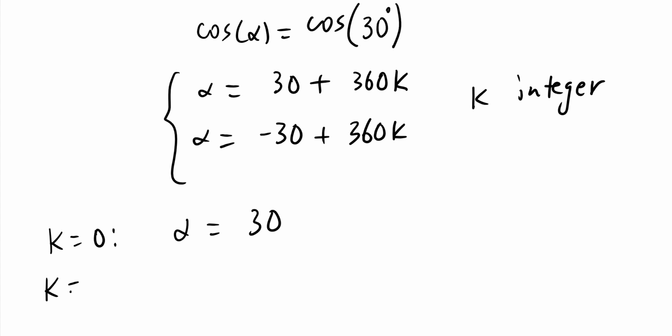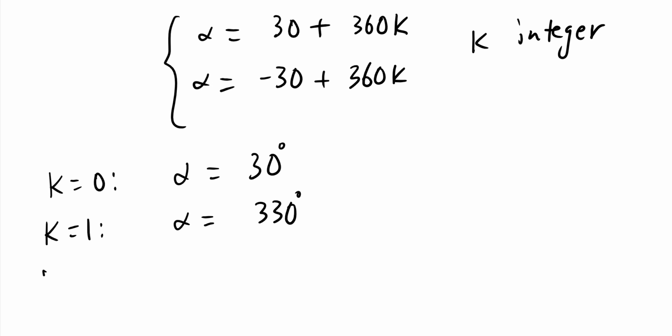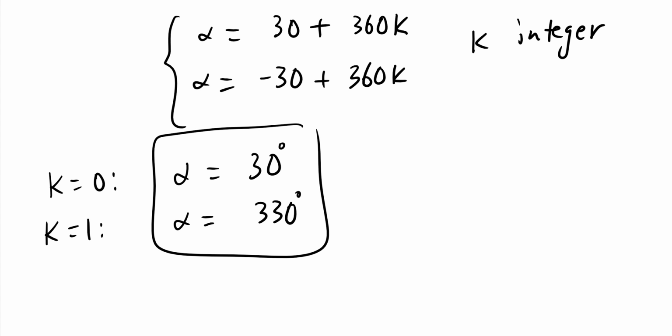What about if I take k equals 1? In the first one, I'm going to get 390, which already exceeds 360, and the second one, 330. So that's okay. What about if I take k equals 2? The first one will be way more than 360 and the other one is the same thing. What about negative 1? The first one will be negative, the other one negative, so it's not going to work out. So there are only two values of alpha that would work out for the given conditions.